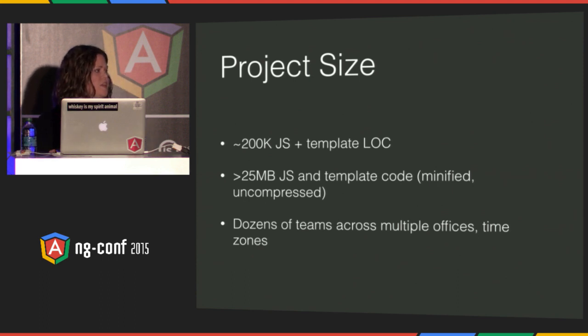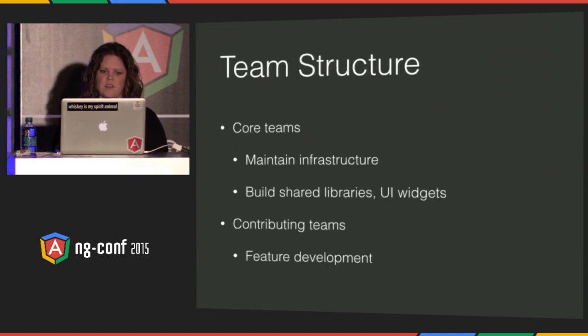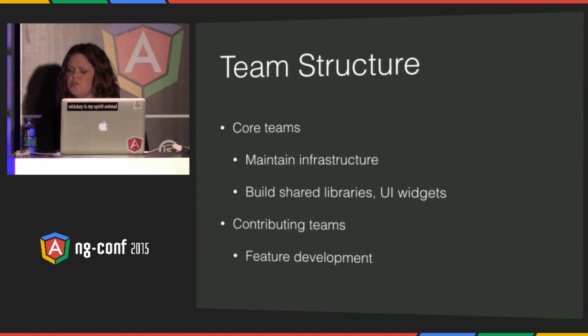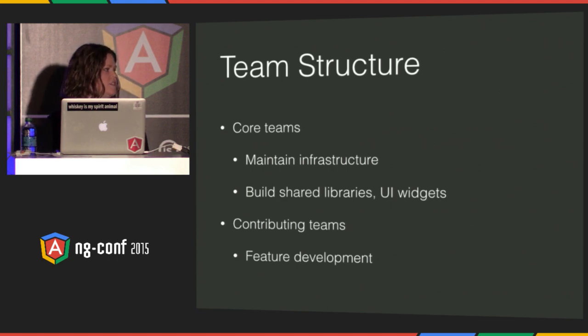Google is a big global company, so we are also working with dozens of teams across multiple offices and multiple time zones. That's certainly common at Google, but it does add to some of our coordination challenges. So contributions to our project include a number of core teams, which are responsible for doing things like maintaining infrastructure and building shared libraries and UI widgets, and also includes a number of contributing teams that typically do domain-specific feature development.